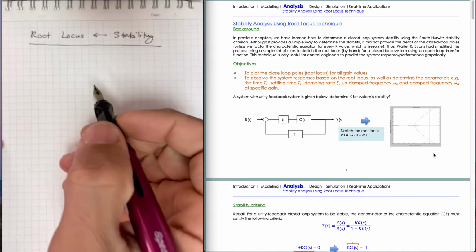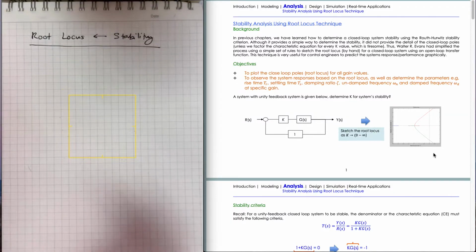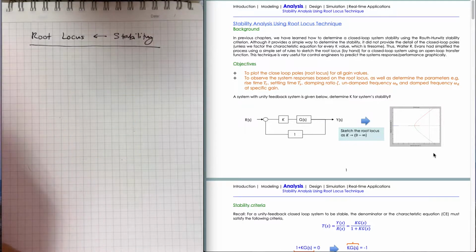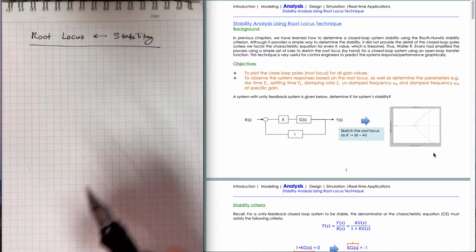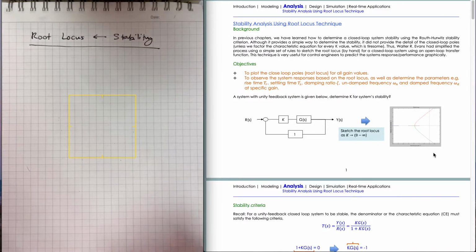In the previous topic we learned how to determine stability using the Routh-Hurwitz criterion, where we fill up a table and check the sign change in the first column. If there is a sign change, then the system is unstable. Now we want to see how we could use another method to determine the stability. This method is called the root-locus technique.